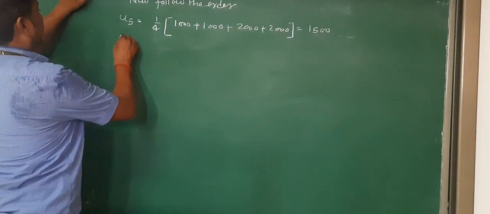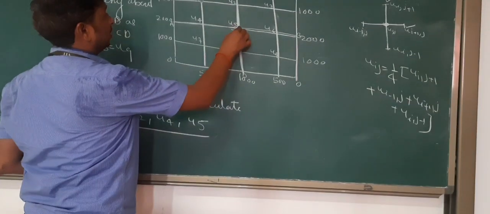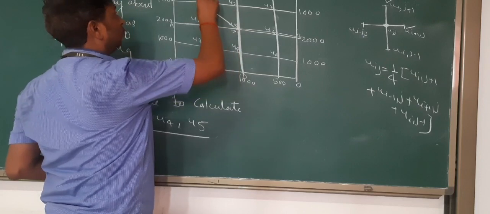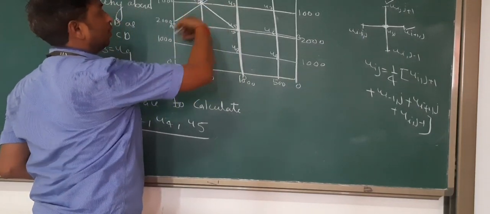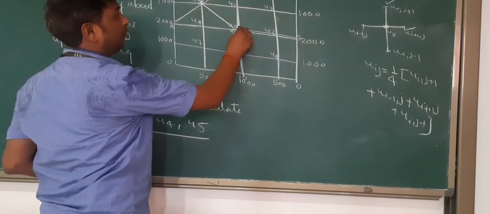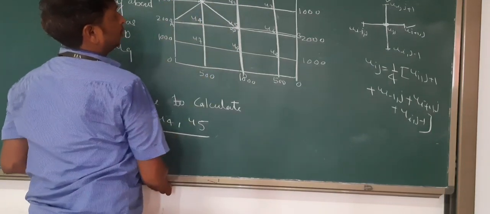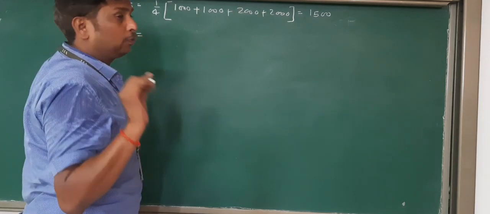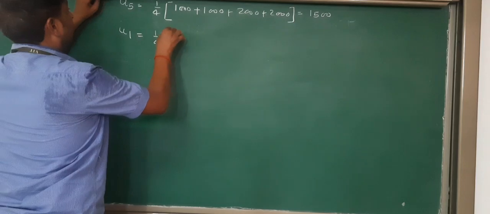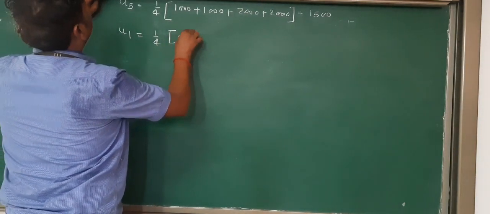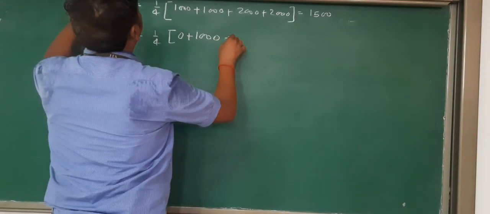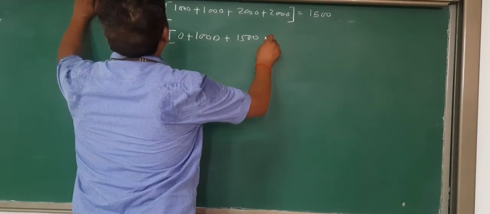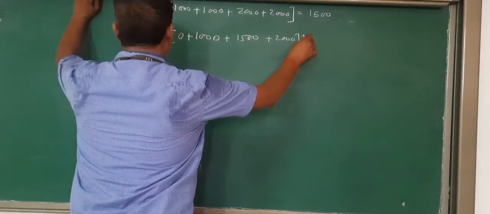Correct? After u5, calculate u1. Now see, u5 we know. Now we have to calculate u1. So which one to use? Diagonal means this value, this value, this value, this value. These are diagonal elements. So which is better to use? Diagonal, because u5 we know, 1000 you know, this is 0, this is 2000. So just calculate by diagonal. Both formulas you can use. Whichever is easy for you, calculate by that. So for u1 we know all diagonal values, so we go for diagonal. Diagonal means 0 plus 1000 plus u5. u5 value how much? 1500 plus 2000. How much?